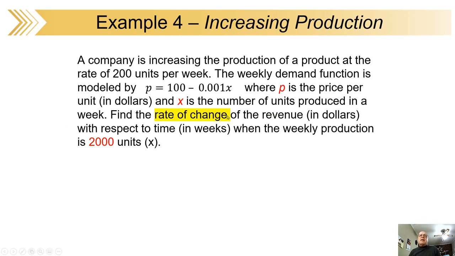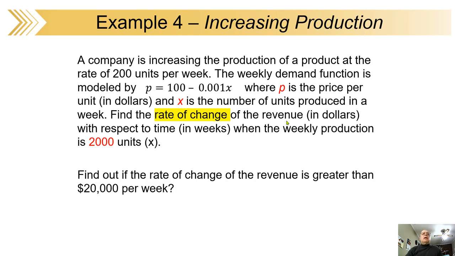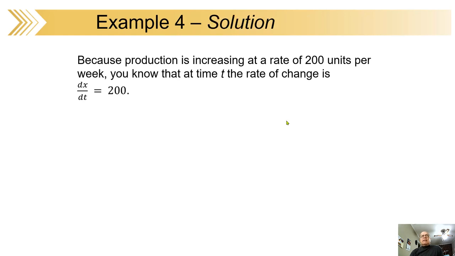It says, find the rate of change when the weekly production is 2,000 units. So you want dx/dt when x equals 2,000. Now, excuse me, dR/dt, because we're talking about revenue. The big question is, and maybe this is what your boss asked you, is the rate of change of revenue greater than $20,000 per week? Let's find out.